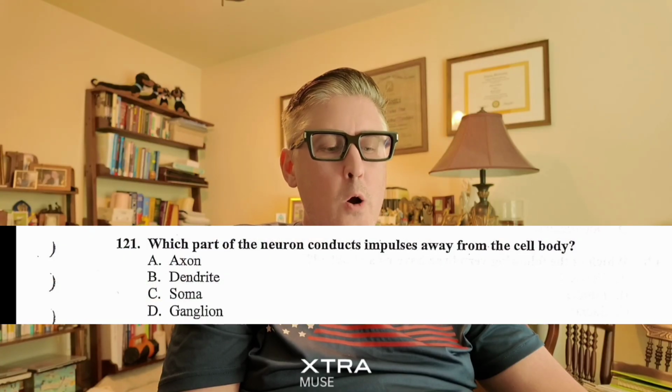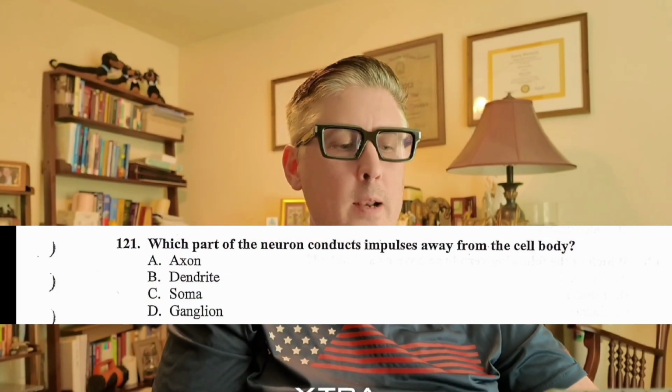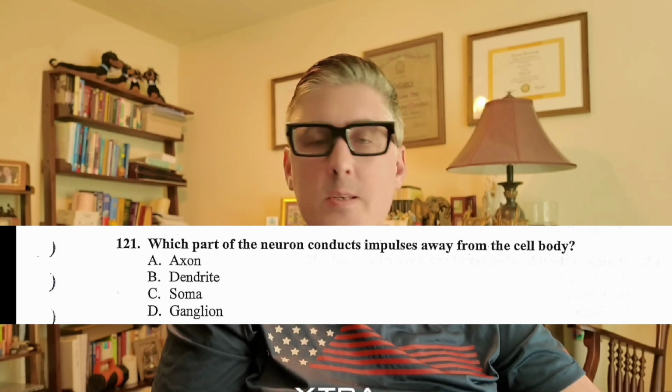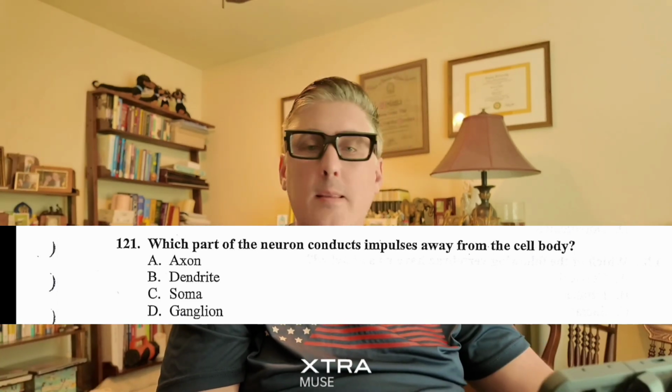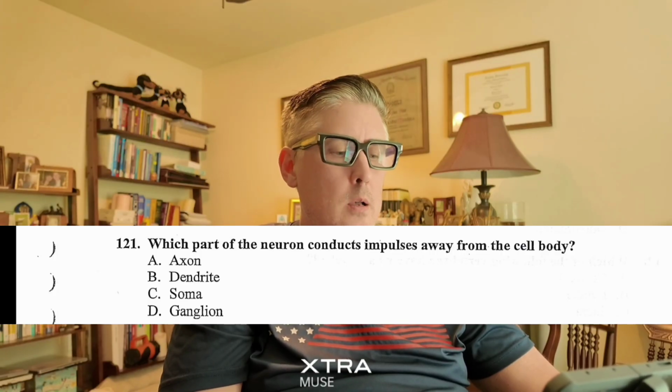Next question, random question. We're at 12 minutes. Stop talking, Brad. Read the question. That's all we want to know. Here, it's a cell question, a neuron question. Which part of the neuron conducts impulses away from the cell body? Is it the axon, the dendrites, the soma, or the ganglion?